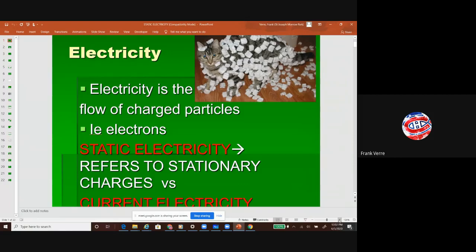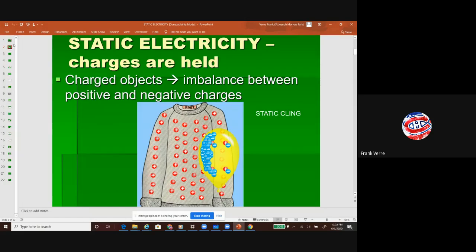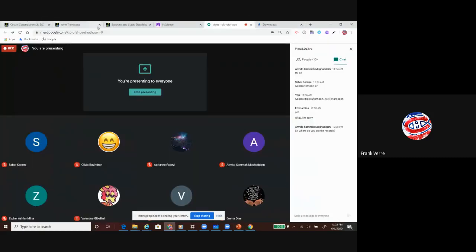So I want to go over static electricity and try to make it a clearer picture of what it is, okay? Last time we talked about electricity, but I want to redo it. Electricity, we said, is the flow of charged particles like electrons, right? And we talked about two types, static and current electricity. I think it may be better to actually show you what this looks like, so let me pull that up, okay?